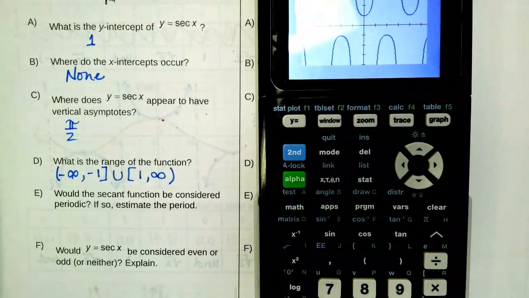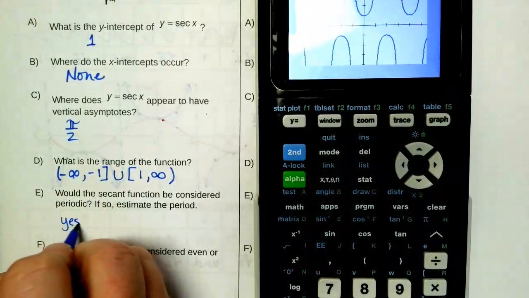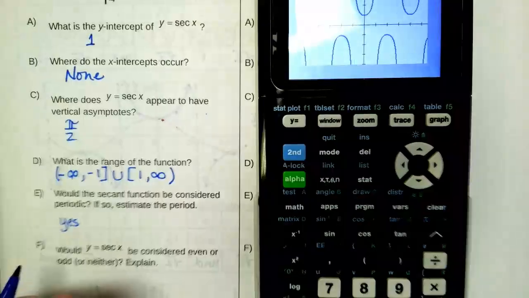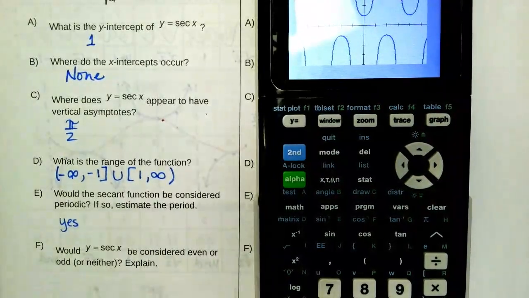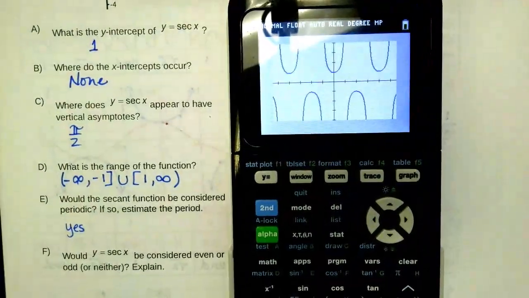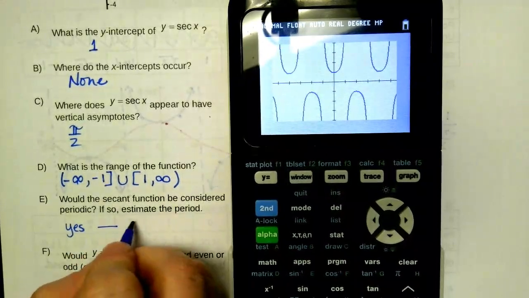Is this periodic? Yes. How often does it repeat itself? The asymptotes happen every pi, but it repeats every 2 pi, because I have a hump on bottom and then a hump on top. And then it repeats a hump on bottom, a hump on top. So it repeats every 2 pi.